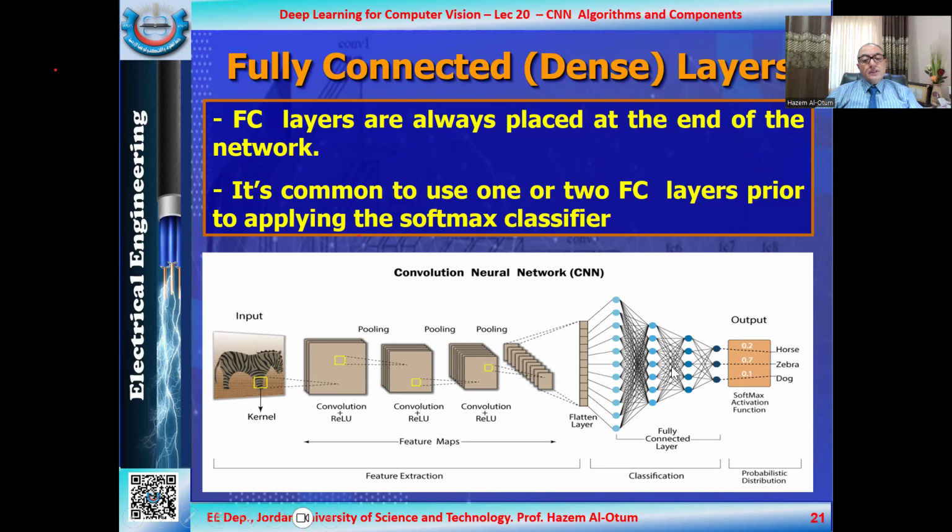However, the fully connected layers are computationally costly, and it would be advised not to use more than two or three fully connected layers in your system or in your design.